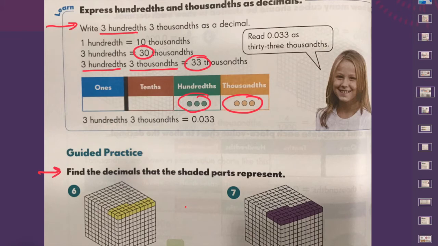So if we look at these, finding the decimal that represents the shaded part, well, here we have 1 hundredth, which we know equals 10 thousandths. And here's another hundredth, which again equals 10 thousandths. And then here we have 1, 2, 3, 4, looks like 5 thousandths to me. So we have 10, 20, 25 thousandths, or written as a decimal would be 0.025. And you can see the 2 is in the hundredths place because we had 2 hundredths, and then we had 5 thousandths.